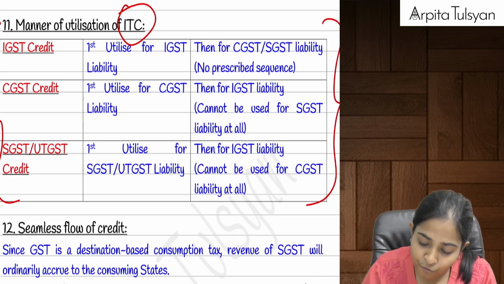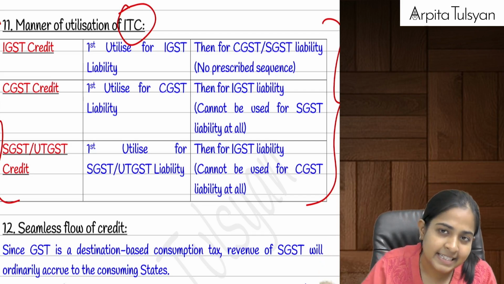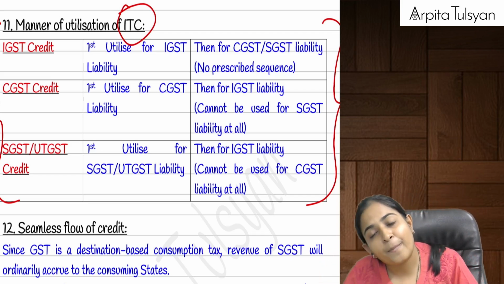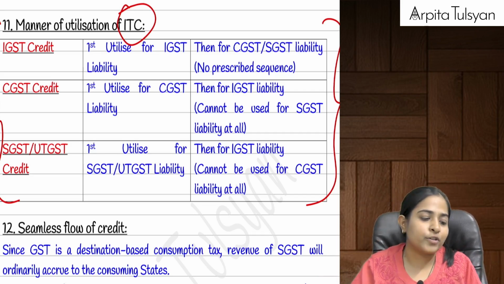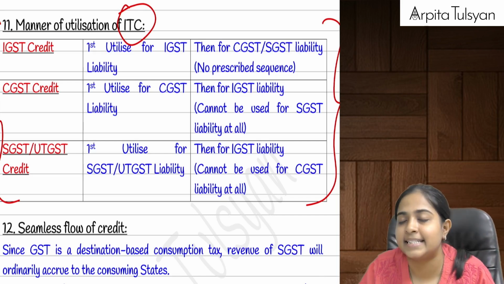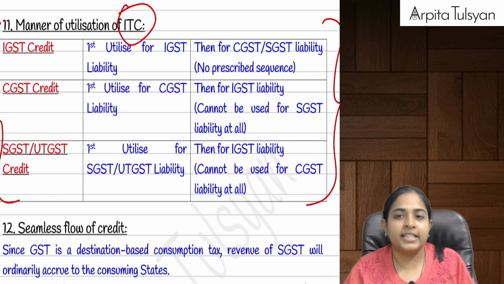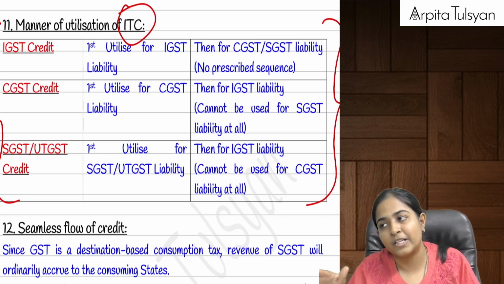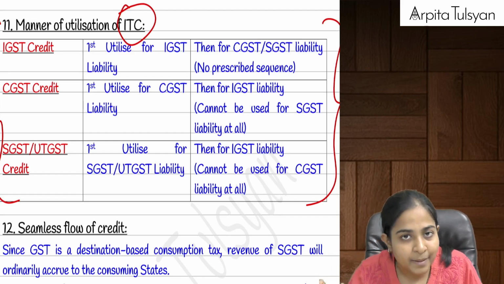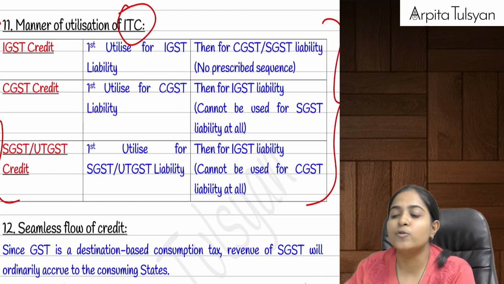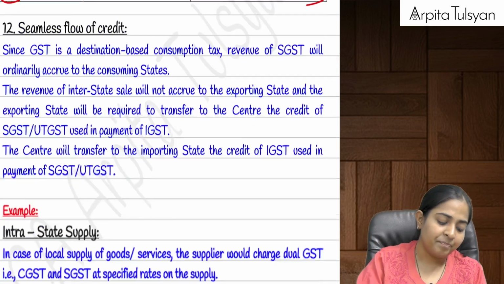Okay, suppose you have CGST credit with you. CGST credit is to be first used for paying the CGST liability. Then it can be used for paying IGST liability, but do not use it for SGST liability, because cross utilization of central and state GST is totally not allowed. Similarly, for SGST or UTGST, use it for the same liability, respectively. Then if you still have some SGST credit available, use it for IGST liability, but please do not use it for CGST liability, right?